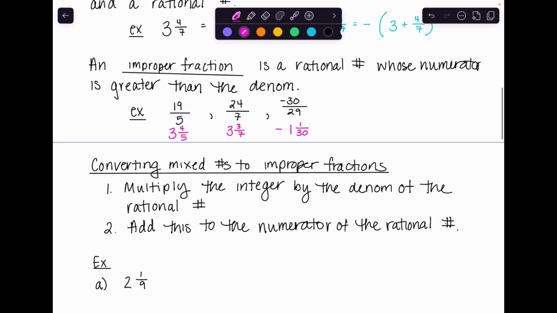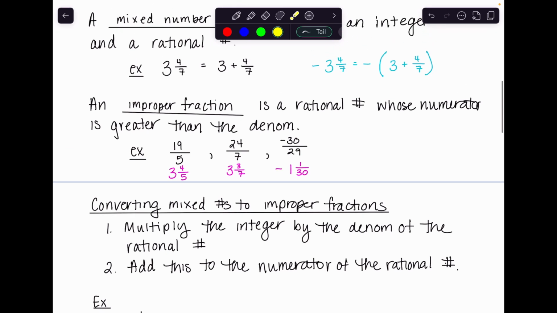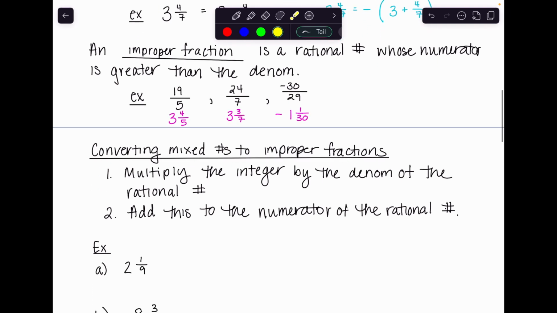If I want to do the opposite, if I want to go from mixed to improper, I really am kind of doing the reverse of this process. So ultimately, you can break this down in the same way I showed you before. So up here, you would have 3 plus 4 over 7. Well, to be able to add those things, you need to find a common denominator. And the way you do that is you would have to have a 7 in the bottom. So that means you need to multiply by a 7 in the top. So you're going to multiply the integer by the denominator of the rational number, and then you're going to add it to the numerator of the rational number.